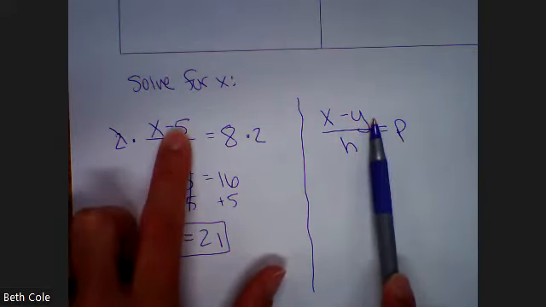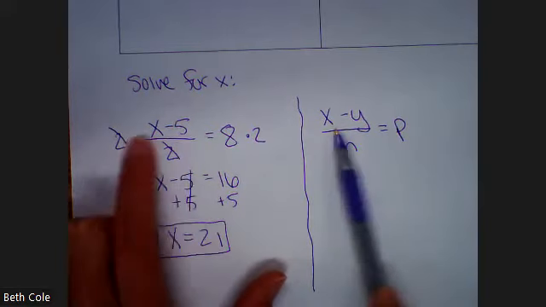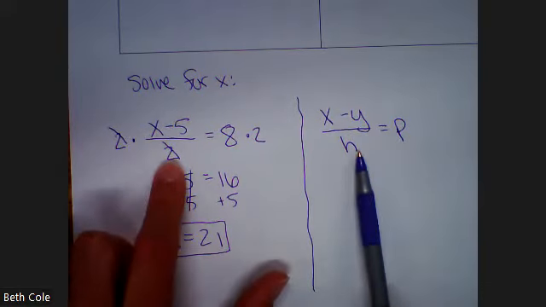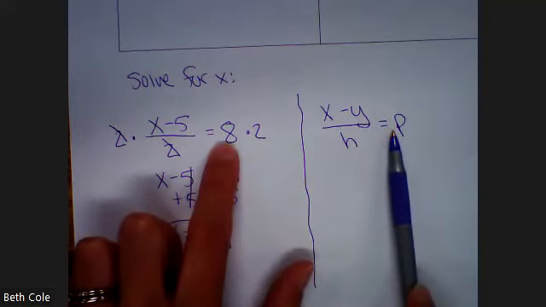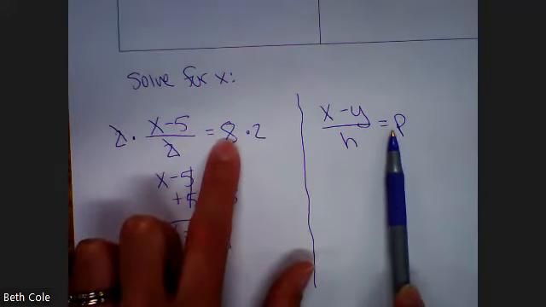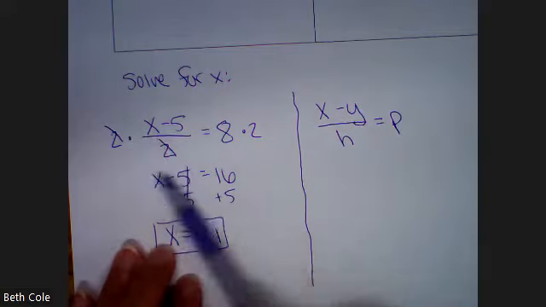This one's X minus Y. Do you see how there's a division? It's the same in both of them. Instead of a 2, it's an H. And then over here, instead of an 8, it's a P. Are you with me? I want to get X by itself, exactly the same as I did here.